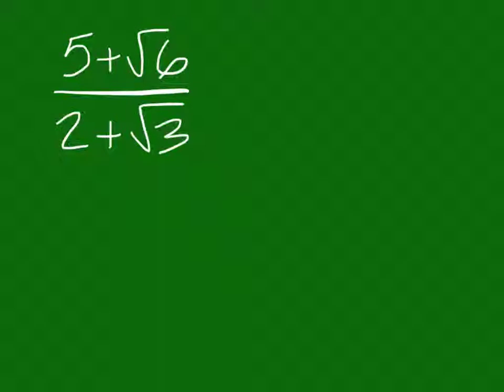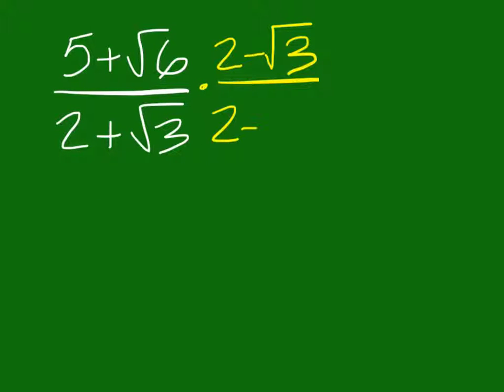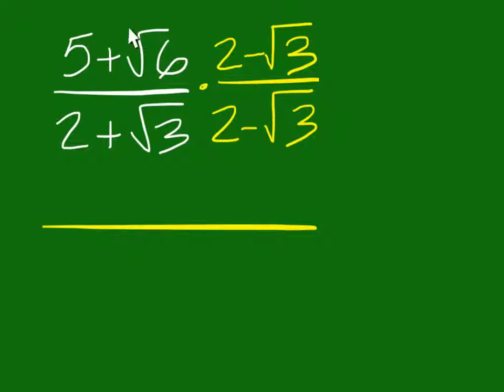Example number 4. On this problem, you would multiply the top and the bottom by 2 minus the square root of 3. And when you do that, on the top, you're multiplying 5 by 2 first to get 10. And then 5 times the square root of 3. Now notice there's a minus sign. So it's going to be minus 5 square root of 3.